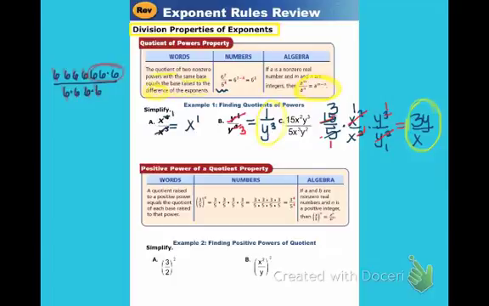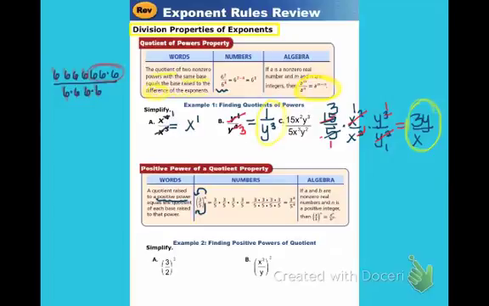Now what about the positive power of a quotient property? So a quotient being raised to a positive power equals the quotient of each base raised to that power. In other words, if we have a quotient, you can simply, again, sort of distribute the exponent to the top and to the bottom. And that's a way to simplify it.